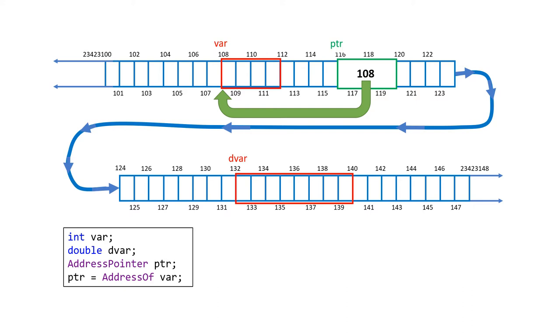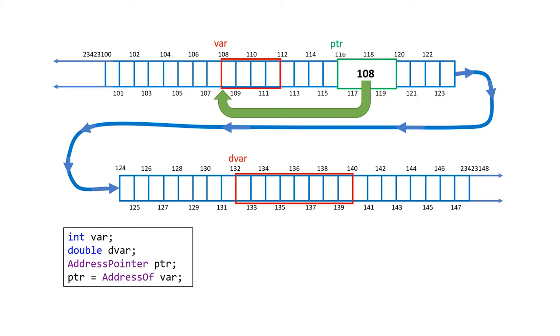Having this statement extracts the address of the variable, which in this case is 108, and puts it inside PTR. So PTR will hold 108 in it. Are we okay with this?